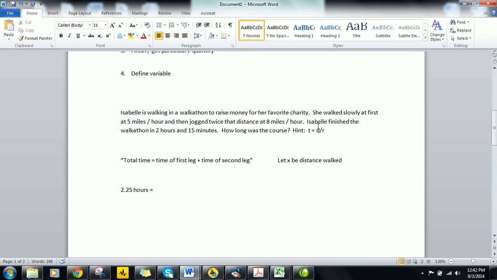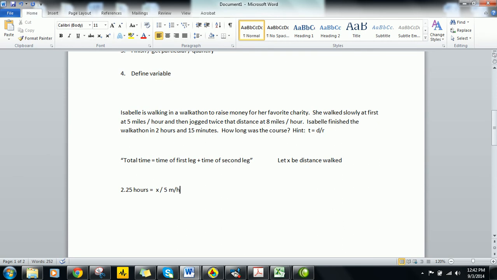Okay. So if x is the distance walked, then the time of the first leg I'm going to replace with distance over rate. Now remember, I called the distance x, and the rate for that is 5 miles per hour.